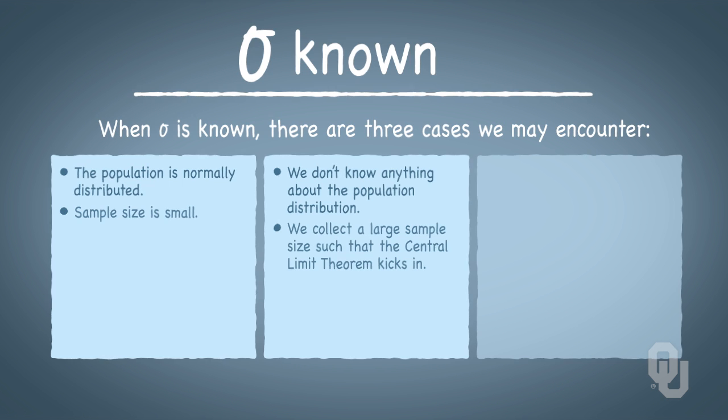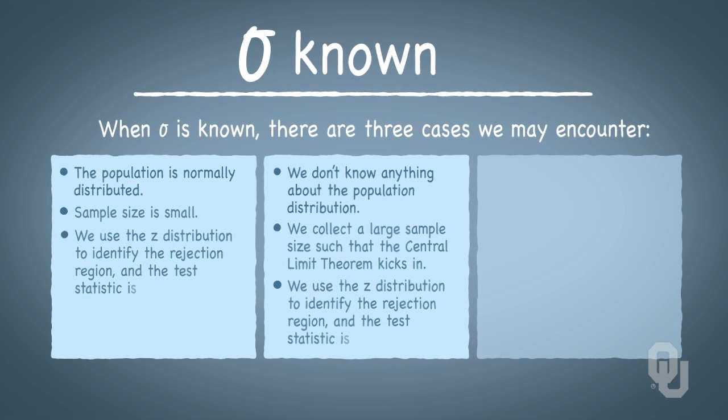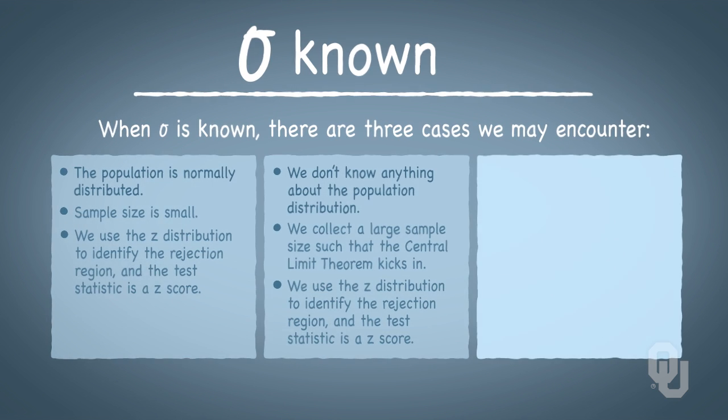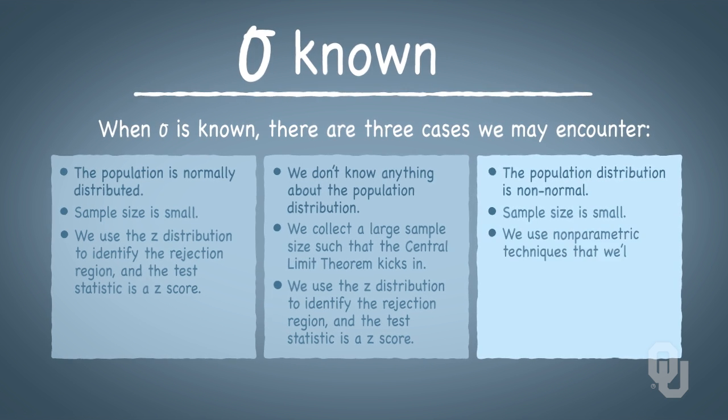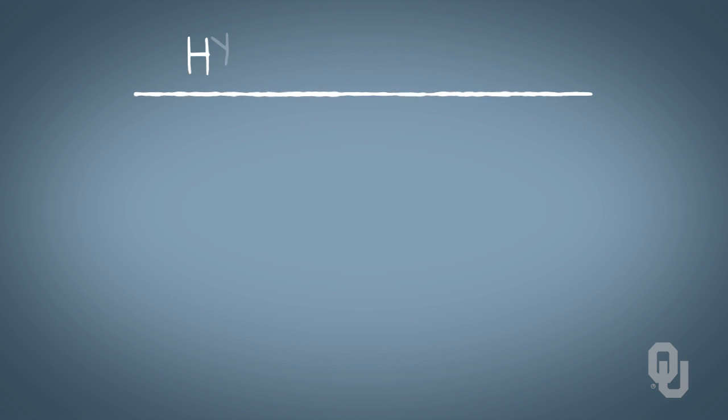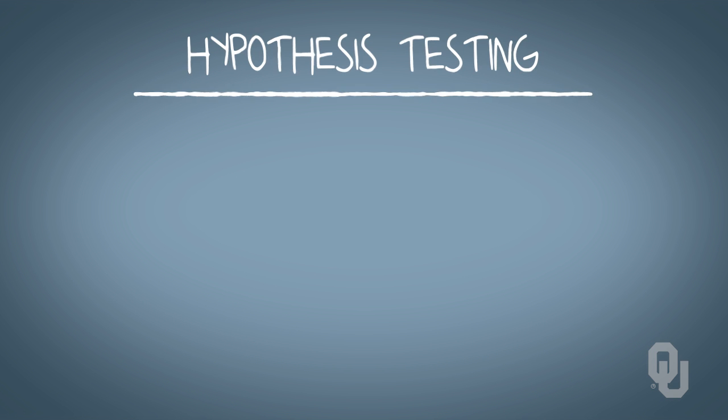In either of those two cases, we use the z-distribution to identify the rejection region, and the test statistic is a z-score. In the third case, when the population distribution is non-normal and when the sample size is small, that is, we don't think the central limit theorem will help us, we use non-parametric techniques that we'll discuss in a later unit.